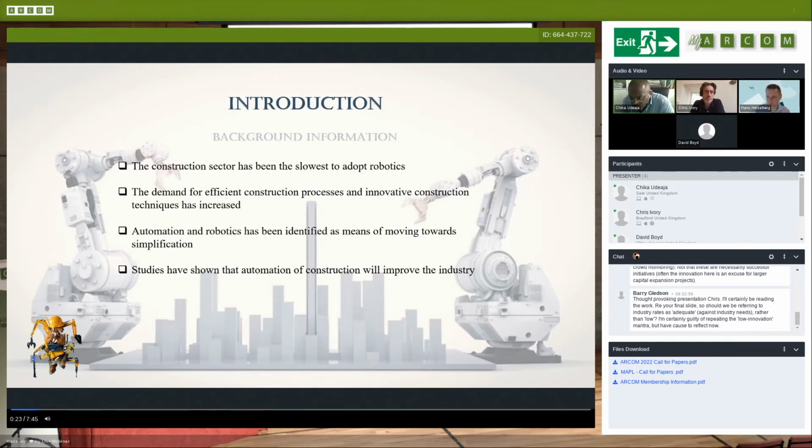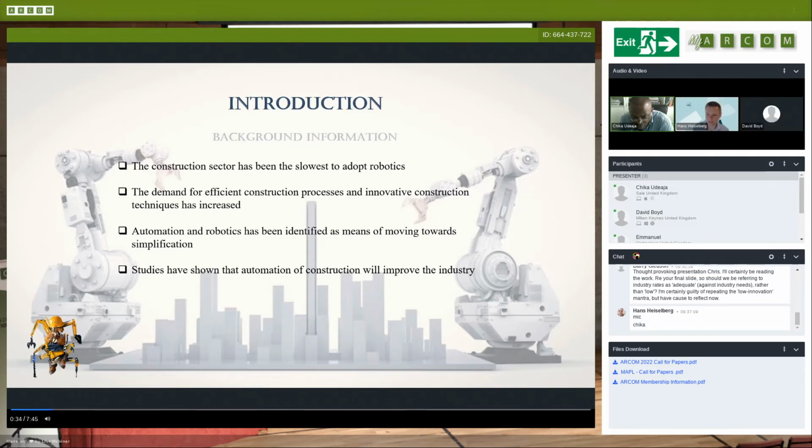To begin with, the construction sector has been one of the slowest industries to adopt robotics and automation within its working processes. But over the years, the demand for efficient construction processes and innovative construction techniques has increased within the construction industry. This has been largely due to the rising competition in the globalized markets and advances of the 21st century.